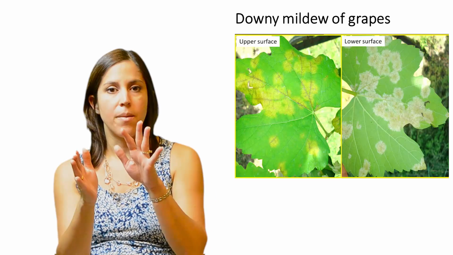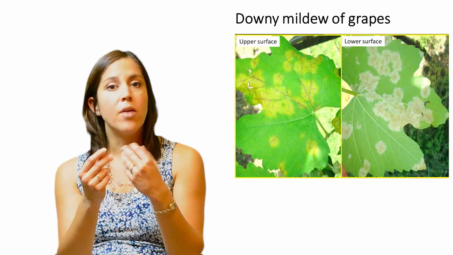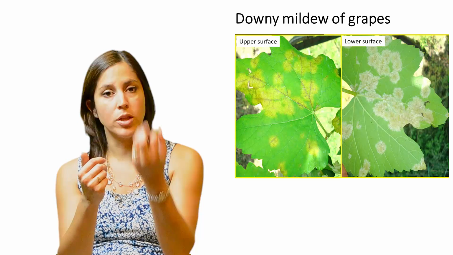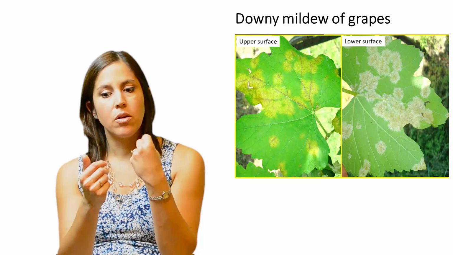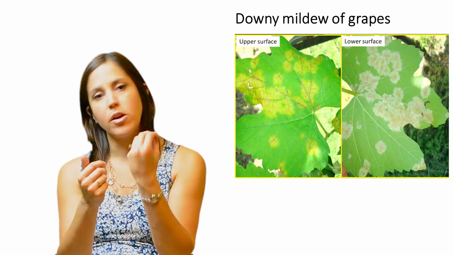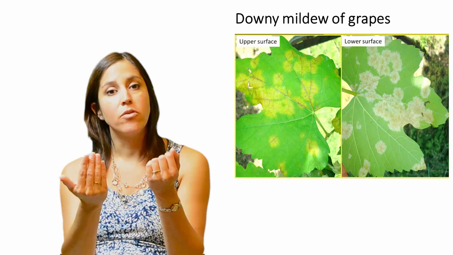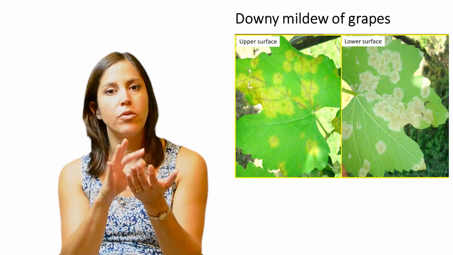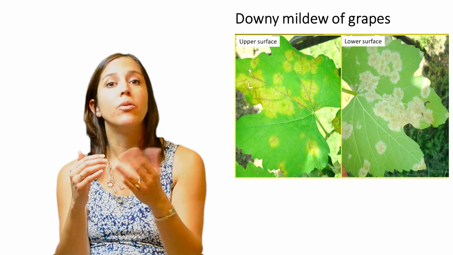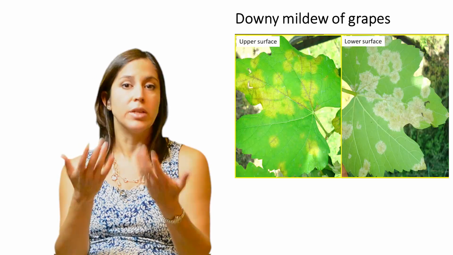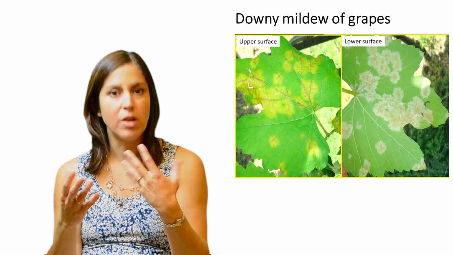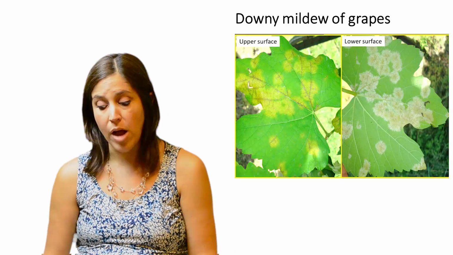So it is very important whenever you want to see the symptoms, or if you want to do a diagnosis, that you look at the leaf both ways, not just the upper surface. You have to turn the leaf around to be able to see some of the symptoms that are very characteristic, to be able to do a more accurate diagnosis.